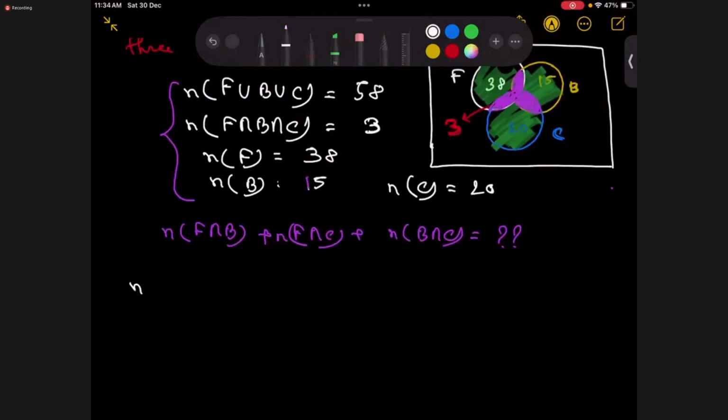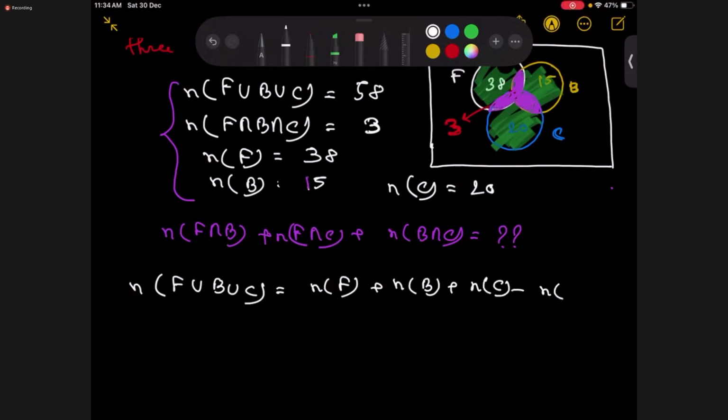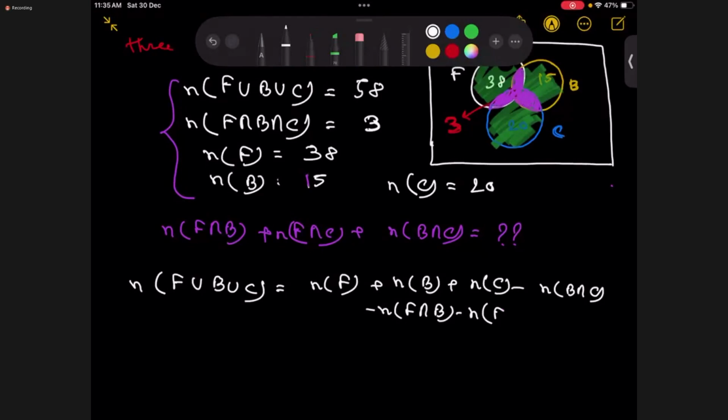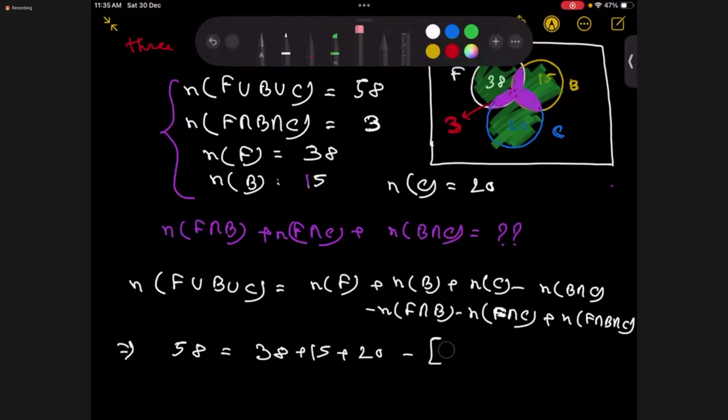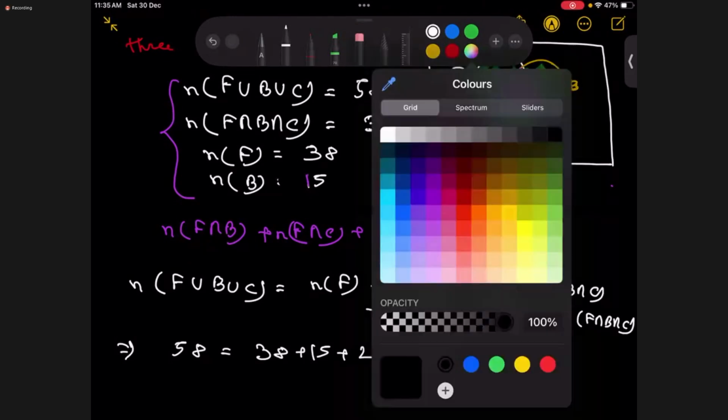What is the formula? The formula is telling that n of F union B union C equals n of F plus n of B plus n of C minus n of B intersection C minus n of F intersection B minus F intersection C, plus n of F intersection B intersection C. Okay, so put the numbers from above. 58 equals 38 plus 15 plus 20 minus this number. Okay, denoted by purple color.